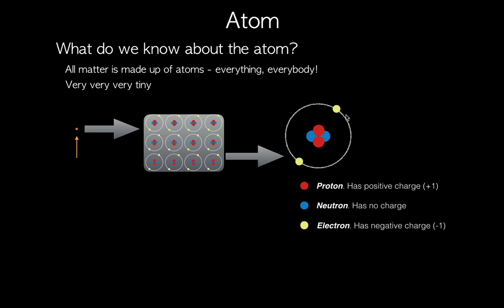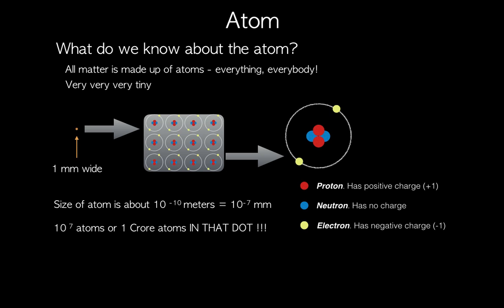So, how tiny is this atom? Let's say the dot here is 1 millimeter wide. We know that the size of an atom is about 10 to the power minus 10 meters. If we convert this to millimeters, it's about 10 to the power minus 7 millimeters. So what it means is there are 10 to the power 7 atoms or 1 crore atoms in this dot. So just imagine 1 crore very tiny particles in this dot, and that's an atom. That's how small it is.